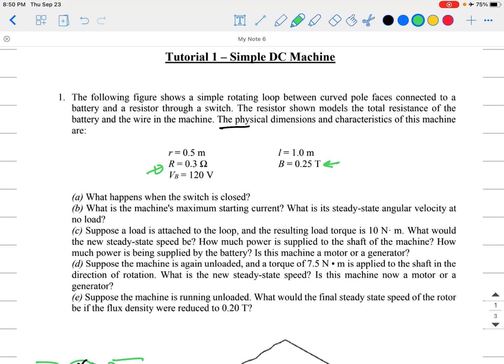Also, the resistance here is 0.3 ohms. It has to be low because this resistance represents the losses in the circuit. It represents the copper losses in a system. Okay, it has to be small, otherwise this system is very poorly designed.